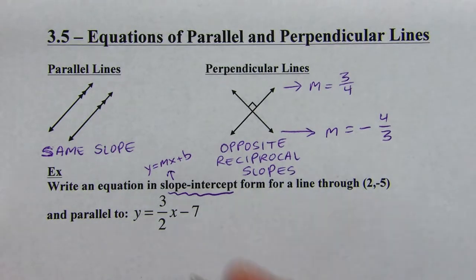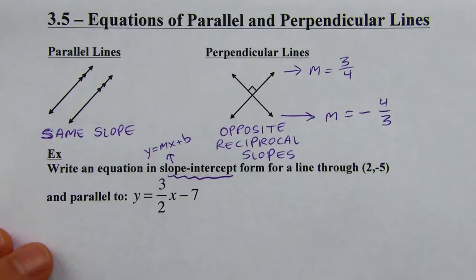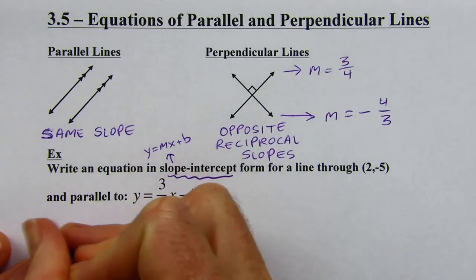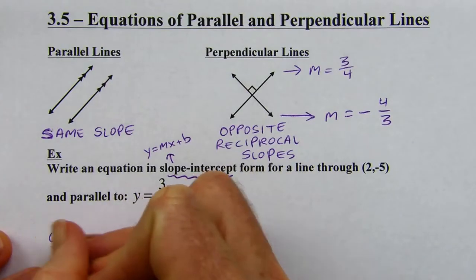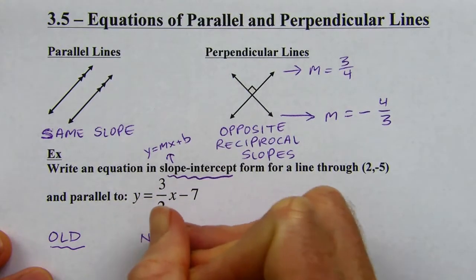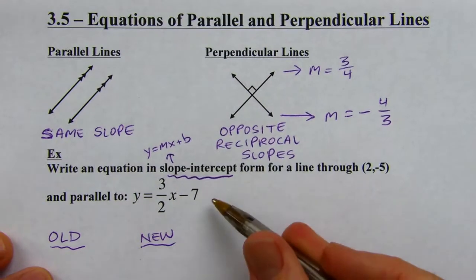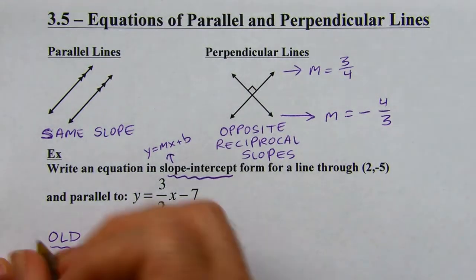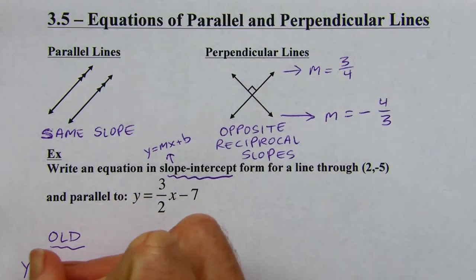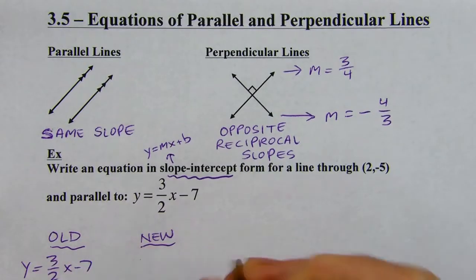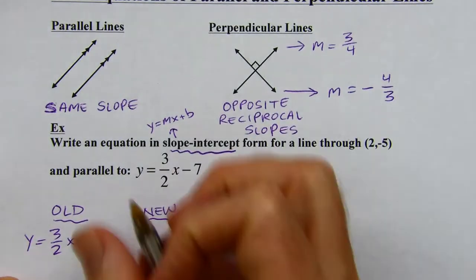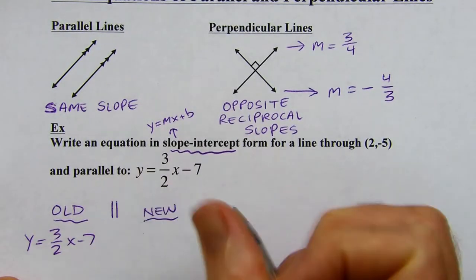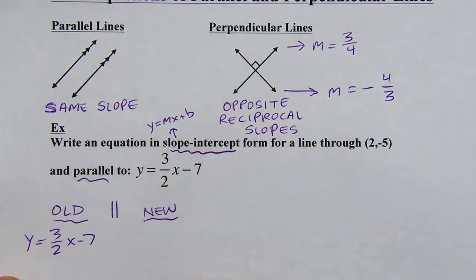Okay, so I like to set up these problems in this particular way. I've got what I call the old line and my new line. So the old line is the line that's given, y equals 3/2 x minus 7. And the new line, that's the one I'm writing the equation for. And these are going to be parallel to each other, right? We're told that in the problem.